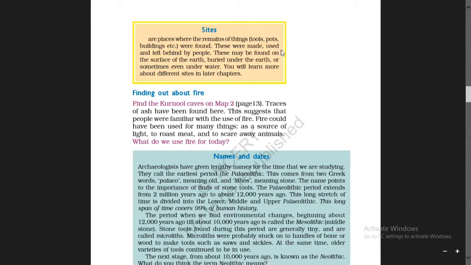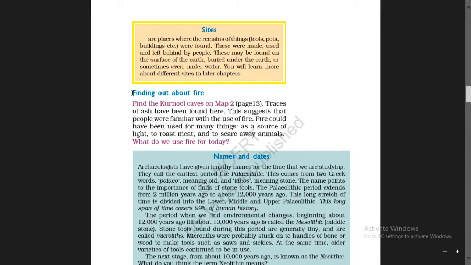These may be found on the surface of the earth, buried under the earth, or sometimes even underwater. So these remains, we may find them on the surface of the earth or under the earth, covered by mud, or sometimes even underwater. You will learn more about different sites in later chapters, the chapters which we are going to learn afterwards.